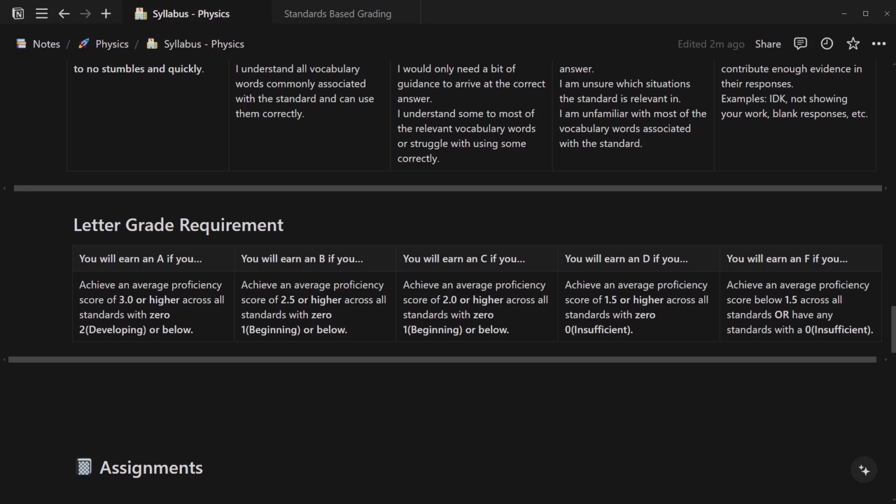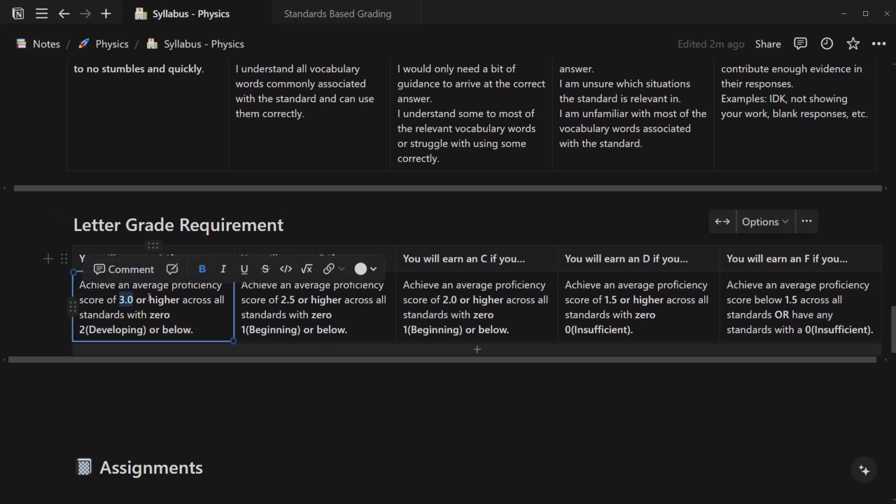Now I know what's going through all your minds. This standards-based grading is great and all, but what does that mean for my report card? How do I get an A? Well, this is how. To earn an A, you have to achieve an average proficiency score of 3.0 or higher across all standards and have 0 2s or below.